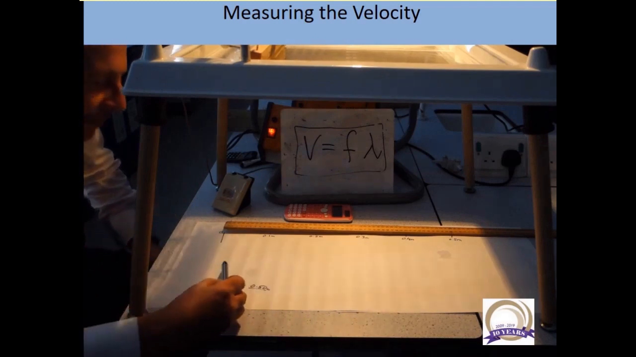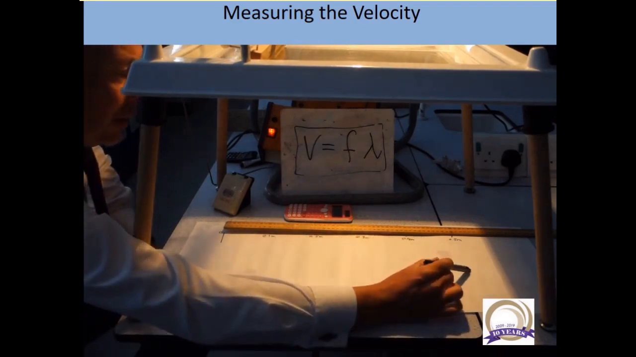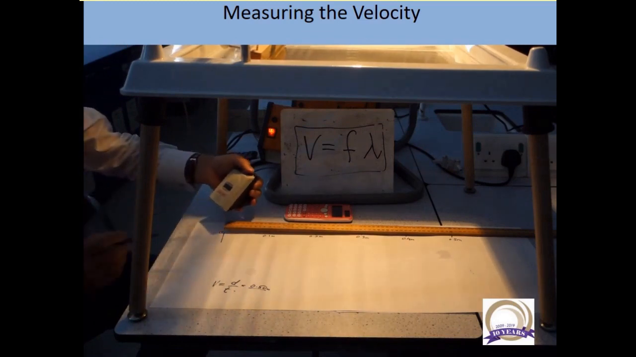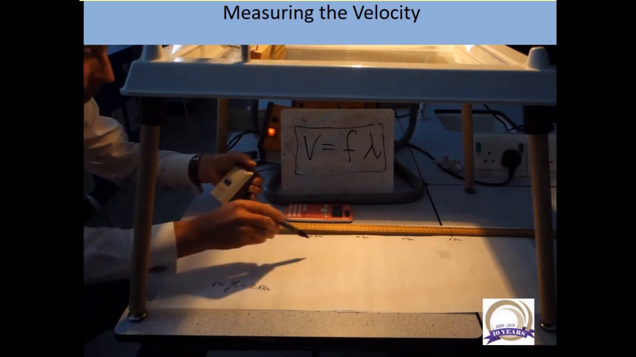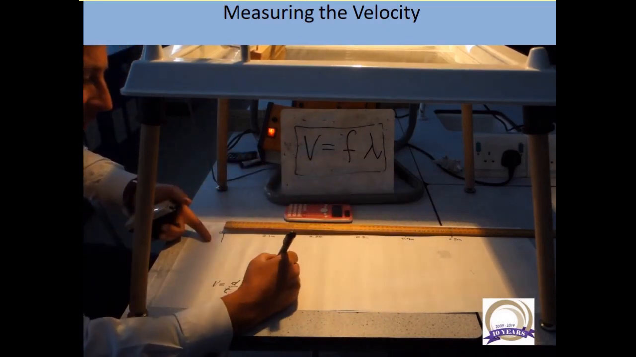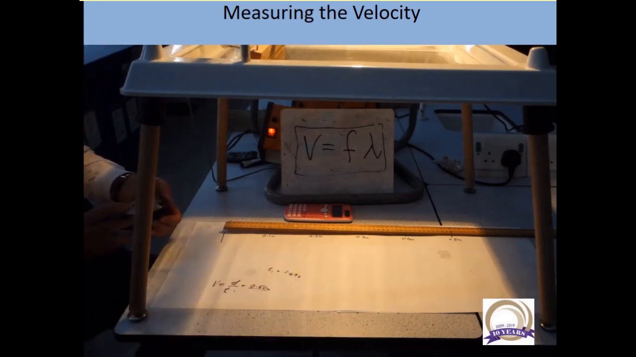So this is the time that the wave is taking to go from 0 to 50. I'm just going to do 3 times and then I can find a mean. Ready, steady, go. 1.49, so time 1, 1.49 seconds.